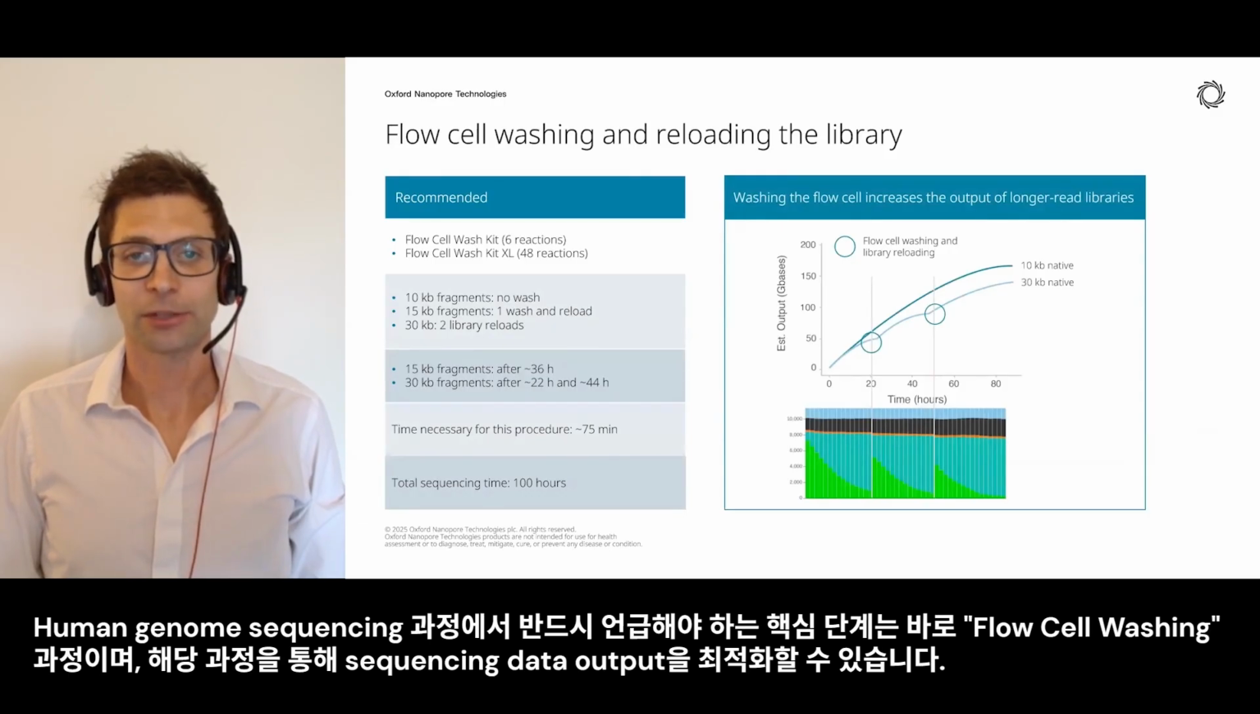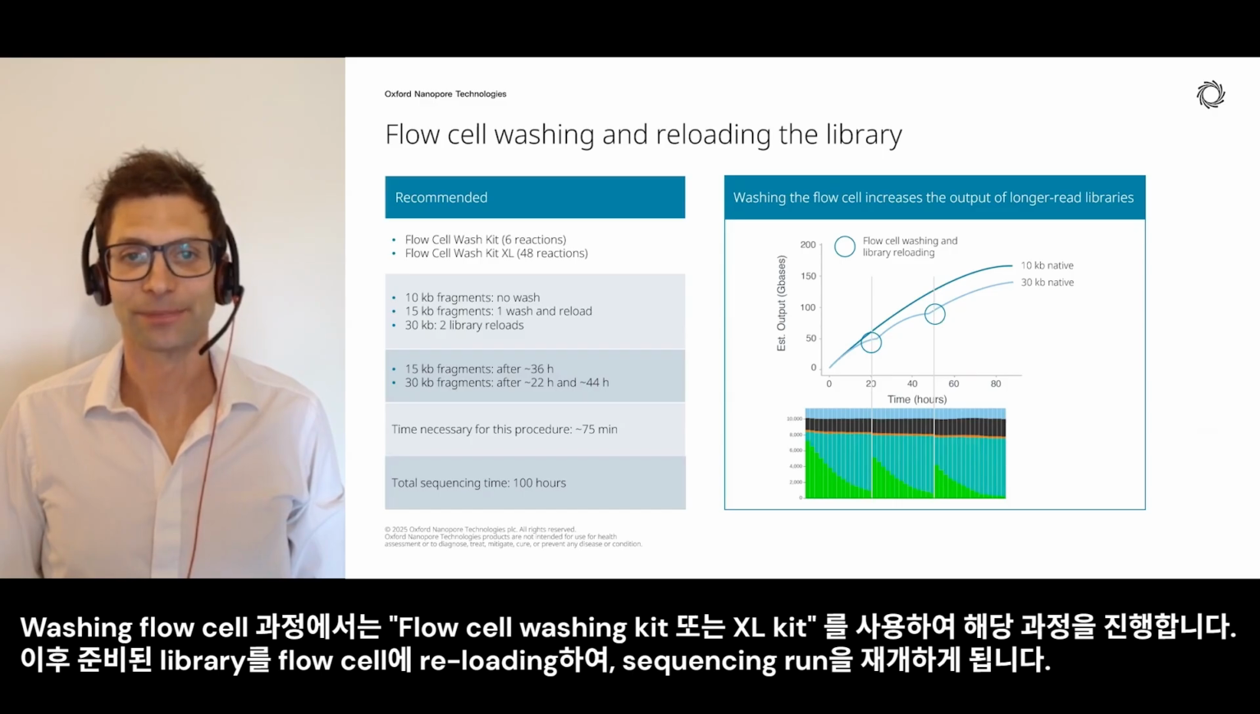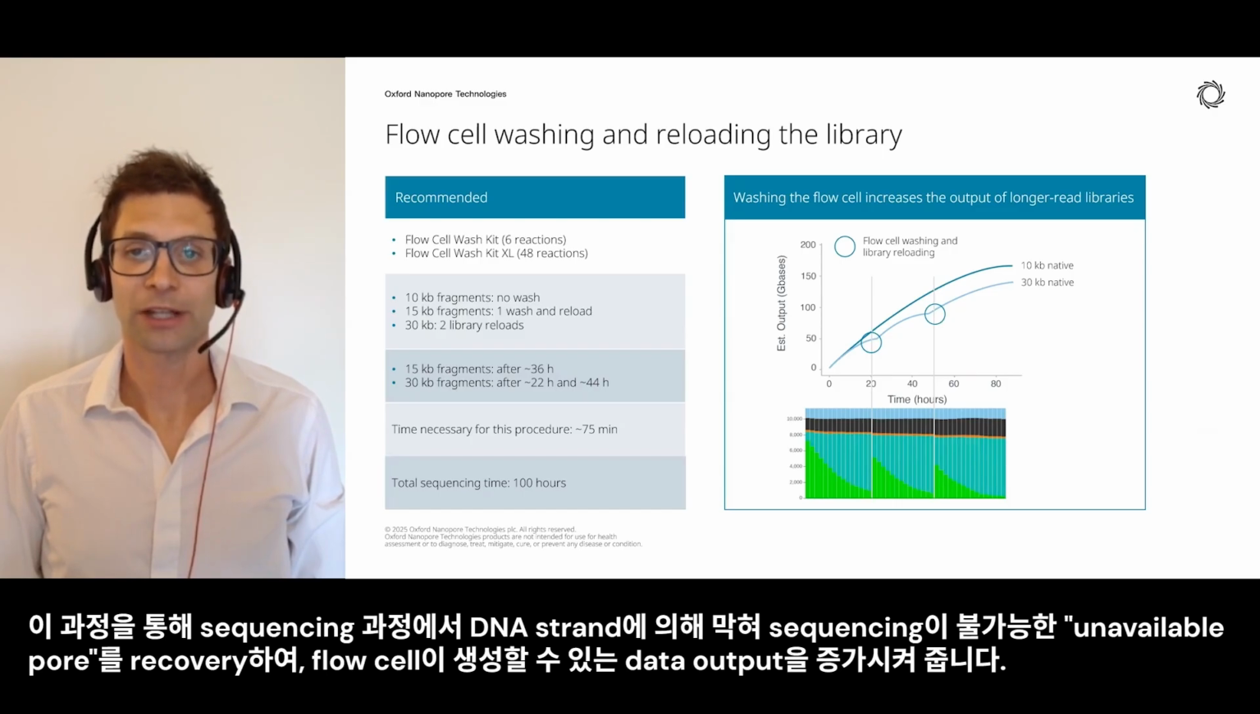When talking about sequencing human genomes, we must mention flow cell washing as a key step to optimize the performance of every sample. In this process, the flow cell wash kit, or its XL version, is used to wash the flow cell. After this, another aliquot of the prepared sequencing library is added to the flow cell, and sequencing continues. This wash step helps to recover unavailable pores on the flow cell and increases overall output.